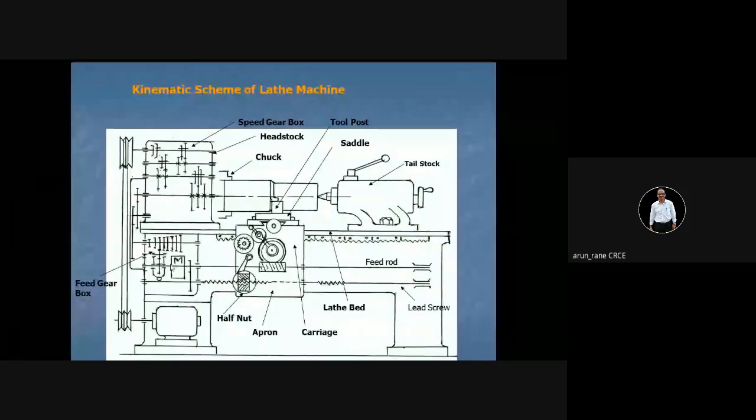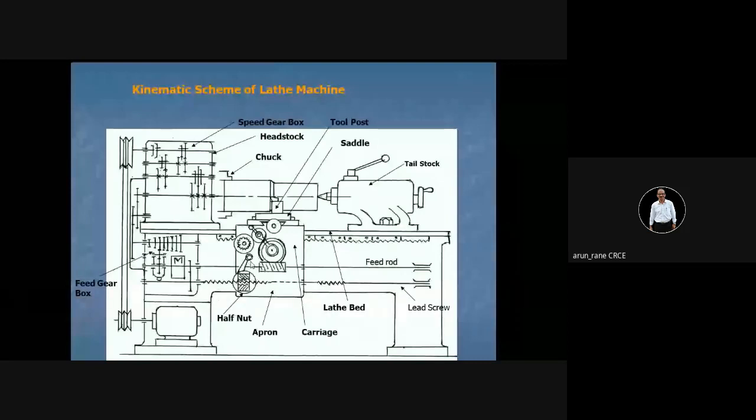Again from these gears, the drive comes to this lead screw also. Fine. So from one motor, the drive goes to the headstock, from the headstock to the spindle, and then from the spindle to this feed rod, and from the feed rod it comes to the lead screw. When the spindle starts rotating, it is not necessary that the feed shaft or lead screw will also rotate, unless and until you engage this.